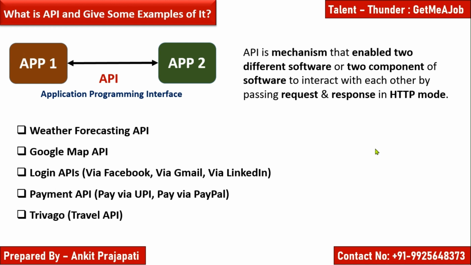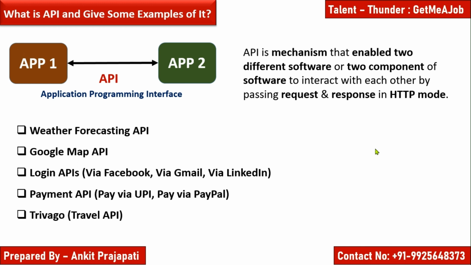The full form of API is Application Programming Interface. As the name suggests, an interface is the bridge between two applications. If you want to transfer data from one application to another application, you normally call the APIs for those applications. Sometimes an API can be an internal API as well as an external API.